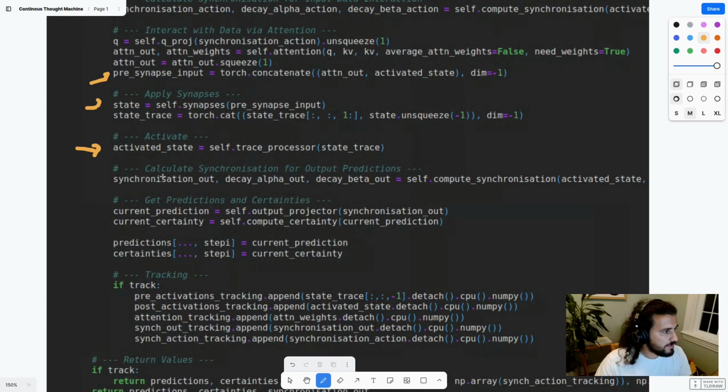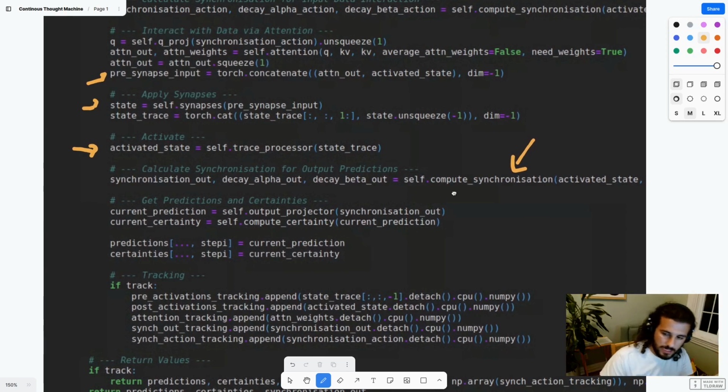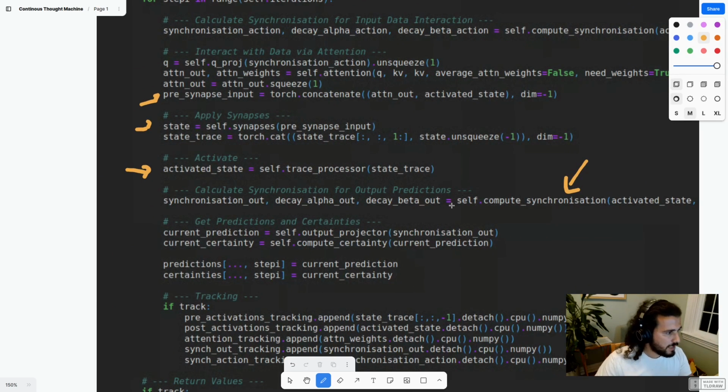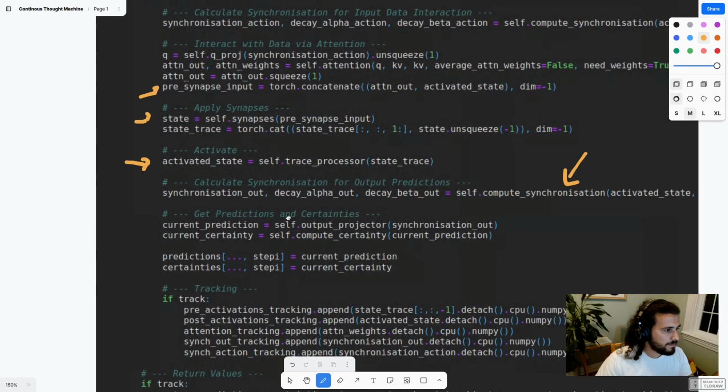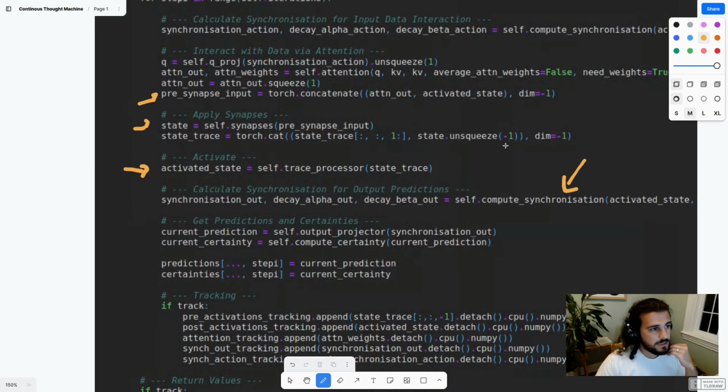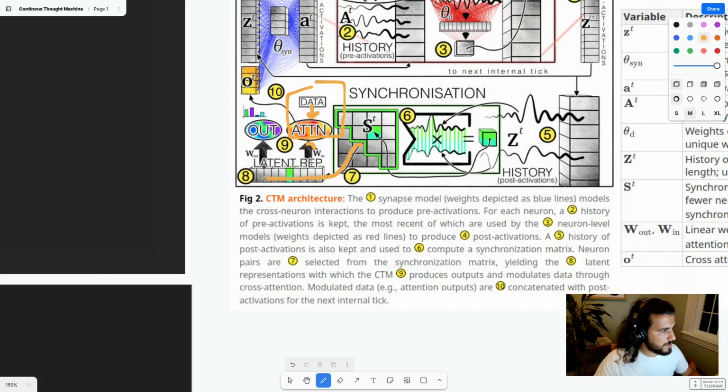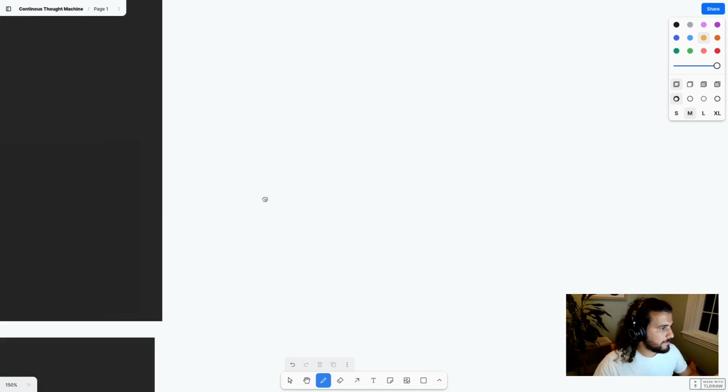And then once you have that, you're going to calculate the synchronization for the output projection. So again, compute synchronization like we just saw, but now with the output instead of the action. You're going to get all of these out, and these go into the output projector, along with the certainty that you're going to use to decide what to do. So the output projector is this. You get this now that you're going to shove here for the output, and the certainty that you use to decide if you stop or not. And that's kind of that.